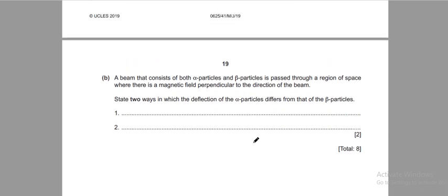A beam that consists of both alpha particles and beta particles is passed through a region of space where there is a magnetic field perpendicular to the direction of the beam. State ways in which the deflection of alpha particles differs from that of beta particles. First thing, an easy thing, is that they deflect in opposite directions.